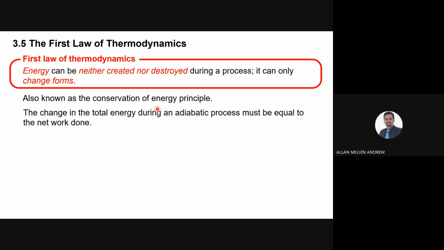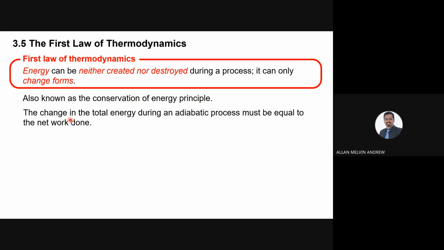This is also known as the conservation of energy principle. Another name for the first law of thermodynamics is the conservation of energy principle, or principle of conservation of energy. So if the question asks you to explain the principle of conservation of energy, you must know that it is referring to the first law of thermodynamics.